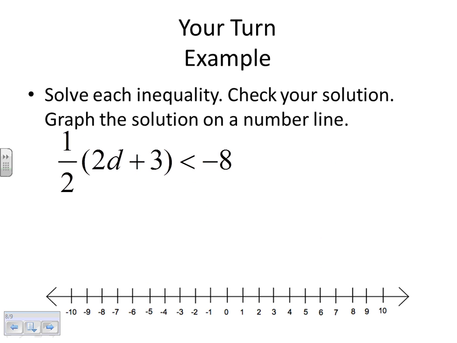Okay, and one more, your turn. So I'd like you to try this problem and replay me when you're ready for the answer.